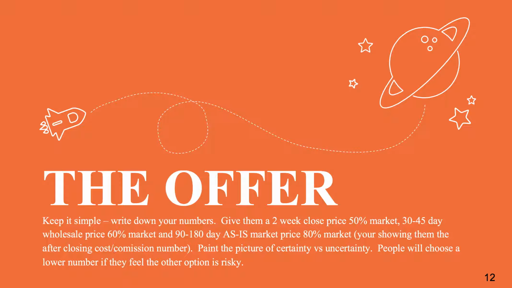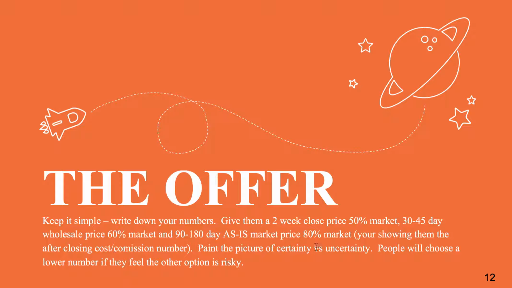You want to make multiple offers when you're at the table, so you can give an offer. Give them a 2-week close option. You can give them a wholesale price option, and we give them a market price option. Market price is going to be that price. You're showing them what it would be if you were to list it.